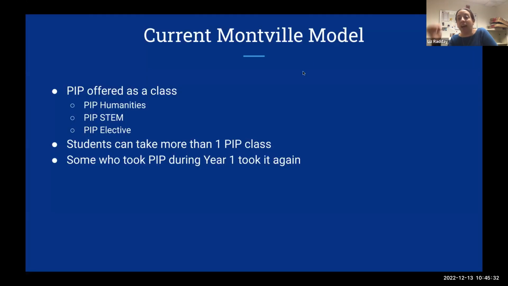And so now Montville does offer this as a half-a-year course, correct? For students to gain a half credit in humanities or STEM or an elective. Students have taken PIP more than once, right? Some students, yep. Some of those students are the ones that took it during that year one and are continuing to take it. Like Kelly said, this can be a fully remote option for students that are not attending school, that need another credit to recover outside of their academic day. So there's a lot of flexibility in it.